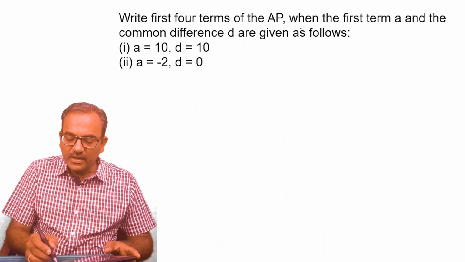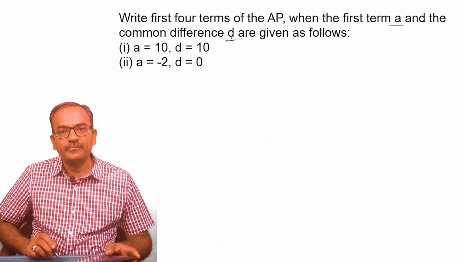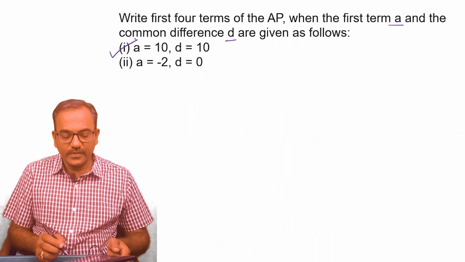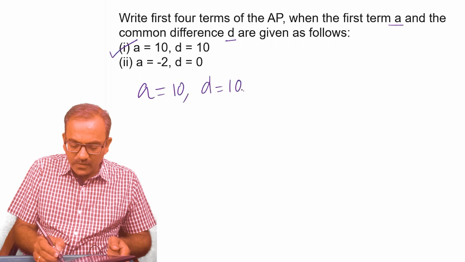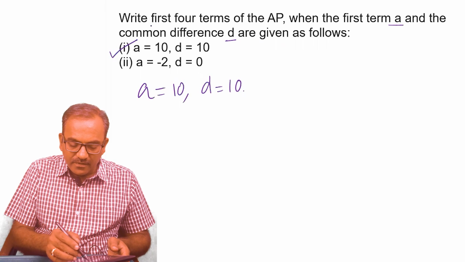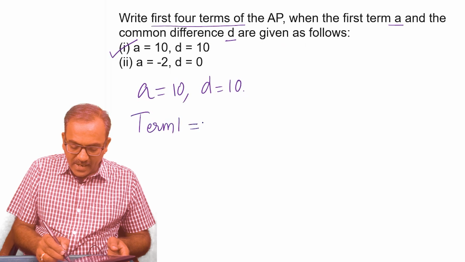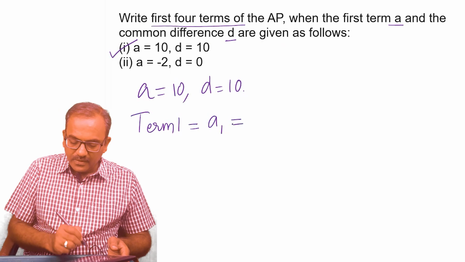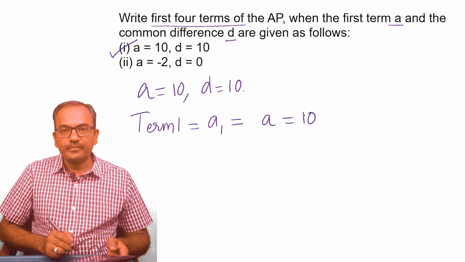Write the first 4 terms of the AP when the first term A and the common difference D are given. So, here, let us try to find the answer for the first one. A is equal to 10 and D is also equal to 10. You need to find the first 4 terms, right? Now, let me call term 1 as A1. A1 will be equal to A, which is equal to 10, isn't it?